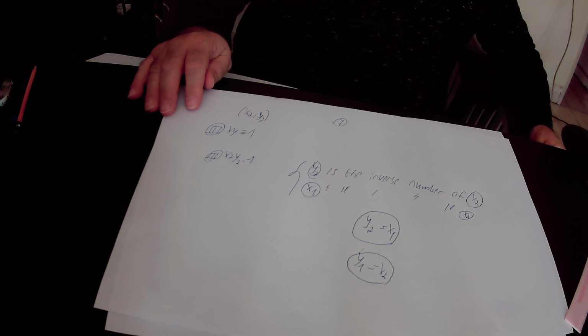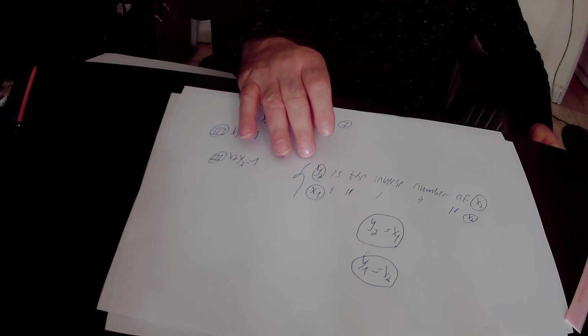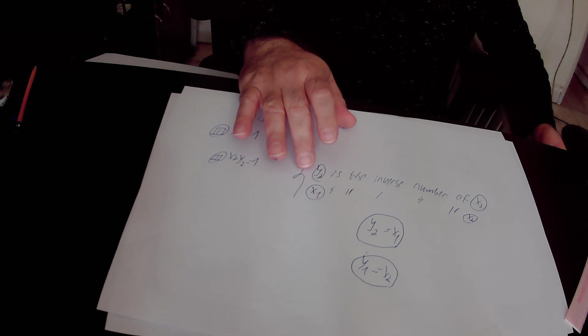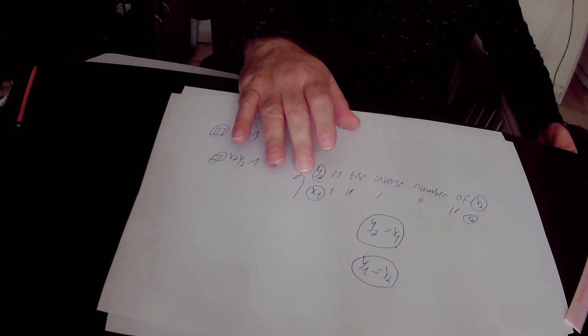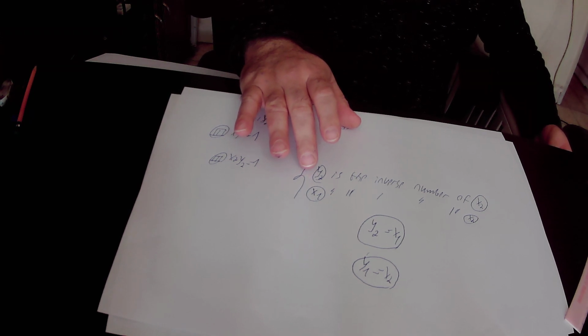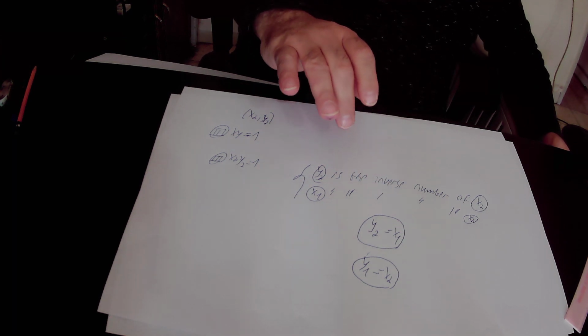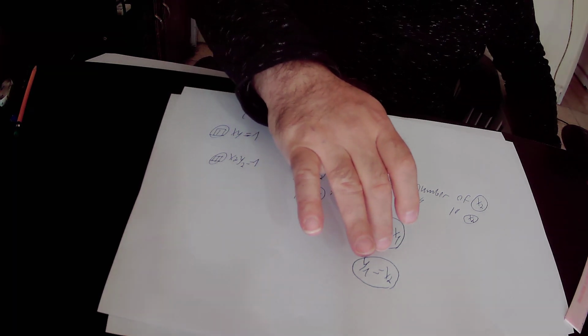the two numbers y2 and x1 must be equal to each other, because of the rule that each number has only one inverse number. Therefore y2 must be equal to x1, and we have already found that y1 equals x2.